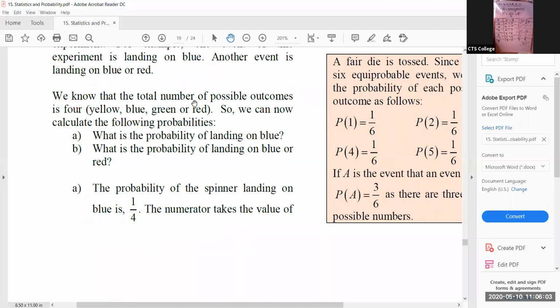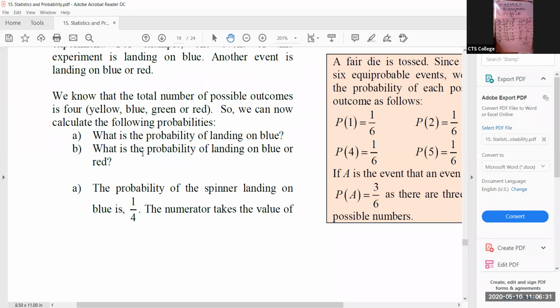We know that the total number of possible outcomes is 4. So we can have yellow, blue, green, or red. So we can now calculate the following probabilities. So let's say you were asked, what is the probability of landing on blue? Anybody wants to tell me that? What is the probability of it landing on blue? 1 out of 4? Correct, 1 out of 4.